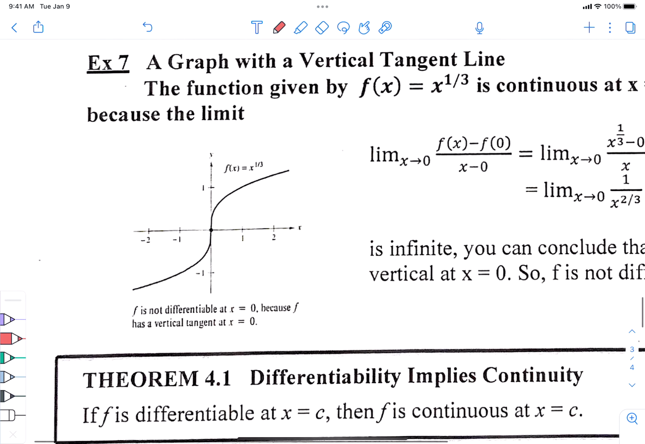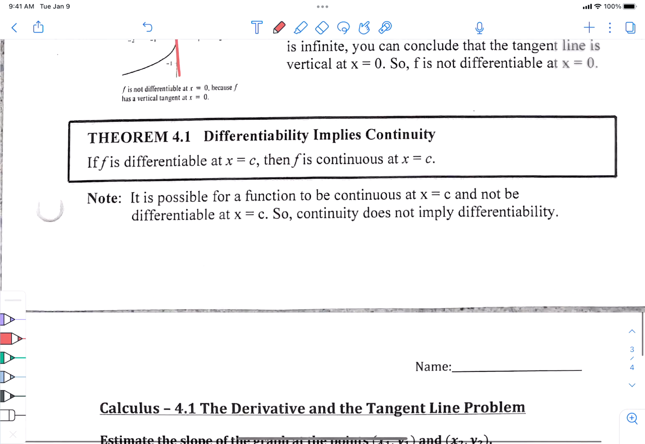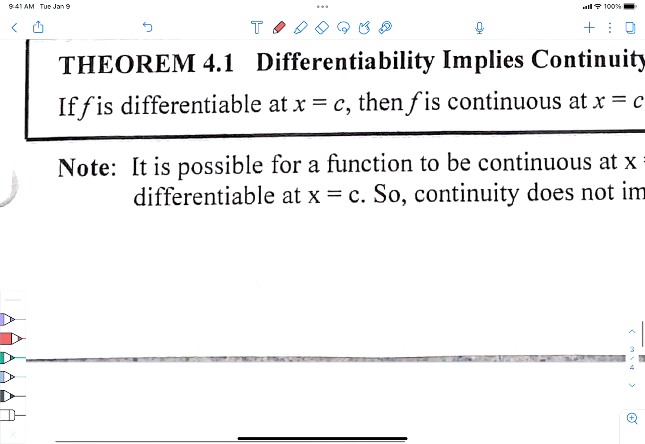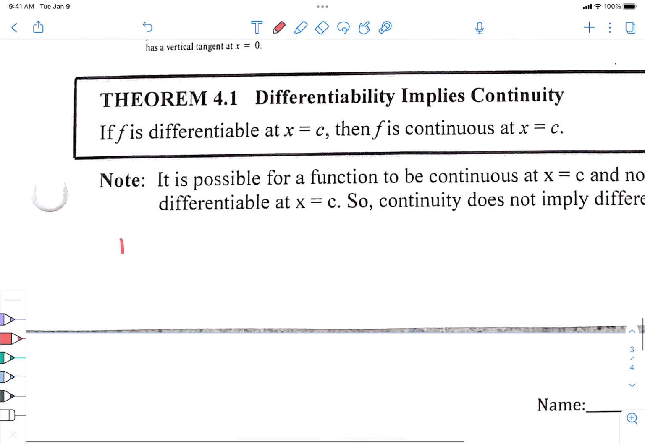Let's go down here to this one. Is this one continuous everywhere? Yes. Can you find the derivative everywhere? Yes, even though we have this spot right here with a vertical tangent line, you can find the derivative everywhere. Okay, so let's go down here. This last thing, we're almost done.